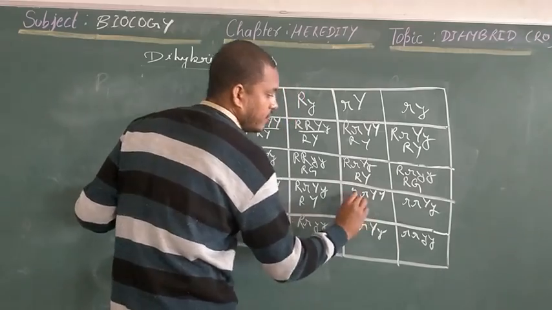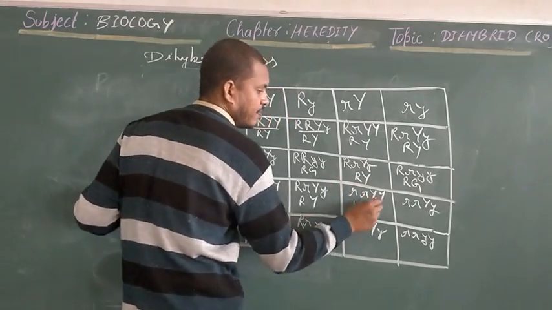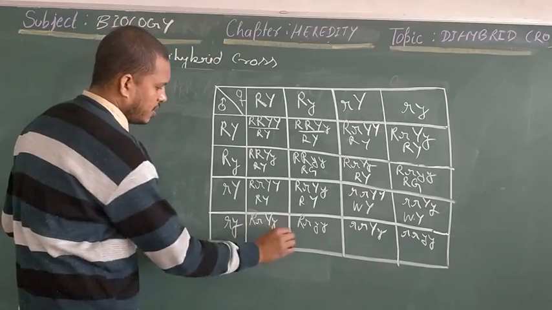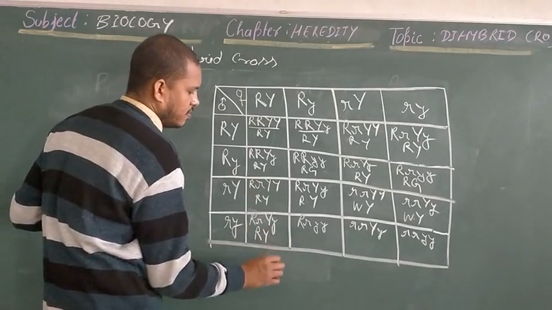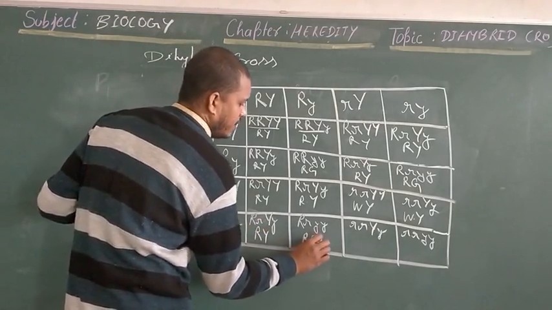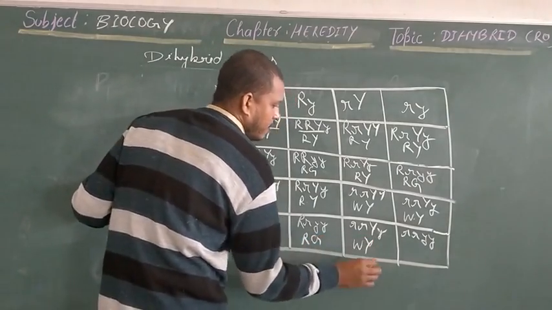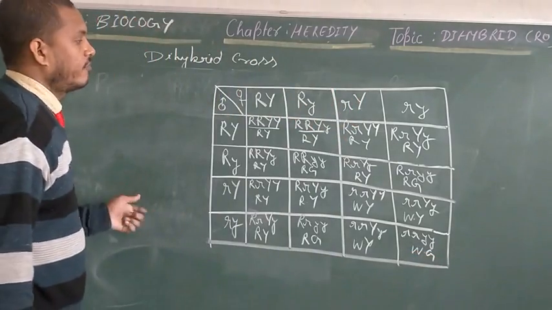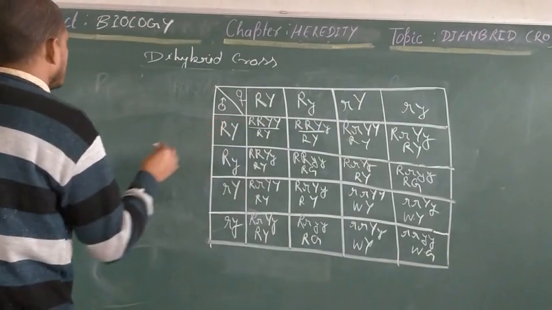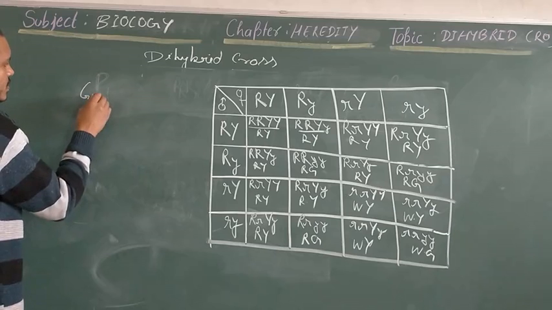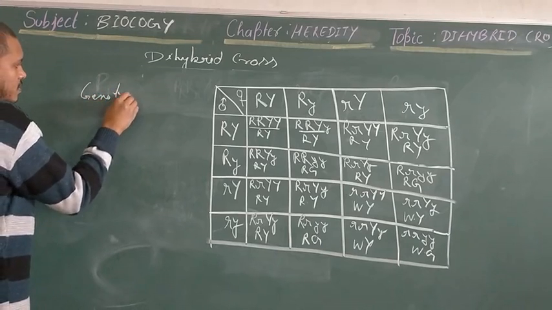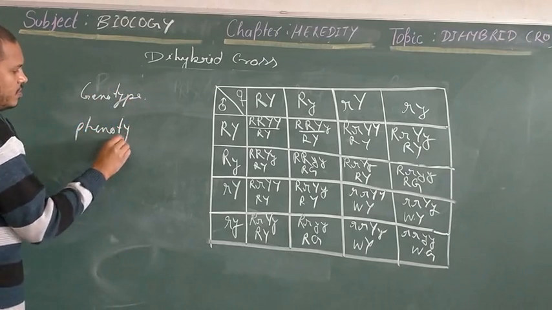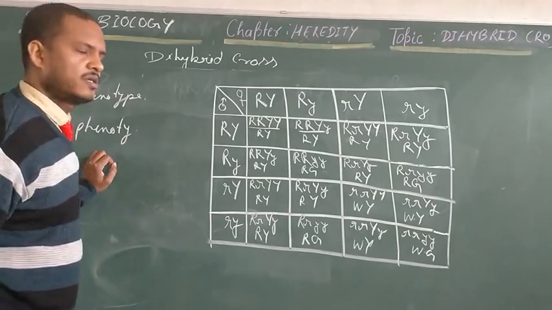This is wrinkled, the two are small r, wrinkled yellow, capital Y. Here also wrinkled yellow. Here you will get round yellow, round green, wrinkled yellow, wrinkled green. So this is the phenotype you got. Now we are going to classify this as genotype and phenotype. In your case, they are going to ask for the phenotype.